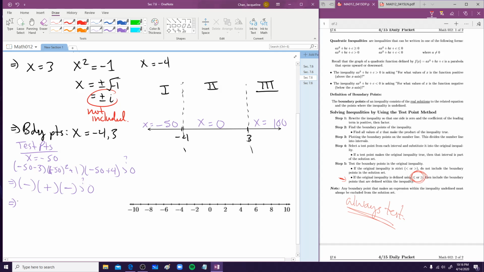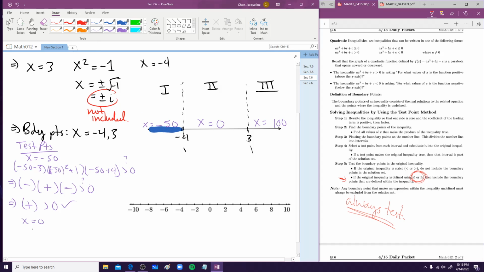Okay. So negative times a positive is a negative. Negative times a negative is a positive. So we're left with a positive number. A positive number is definitely greater than 0. So what does that mean? That means that this is part of our solution.